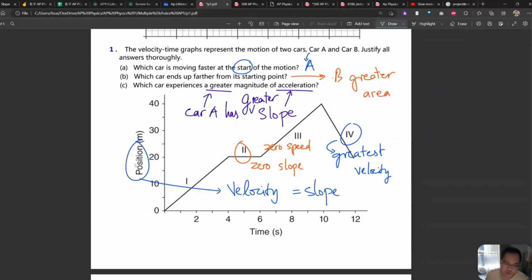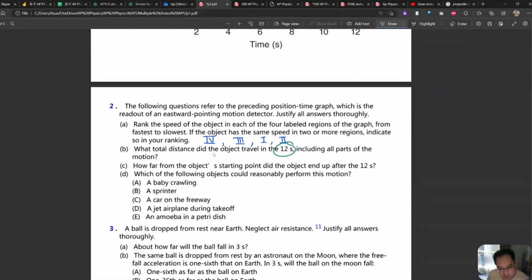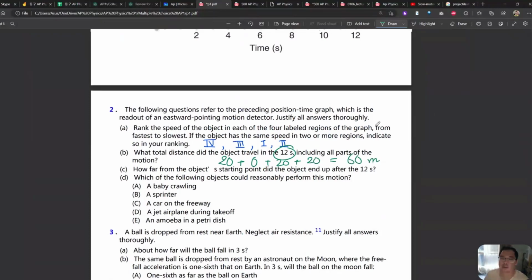The first part, the object traveled 20 meters, and the second part, it does not move. The third part, it moves from 20 to 40, added with 20 again. So that makes 40. And finally, the fourth part, 20 again. So the total is 60 meters. 12 seconds. 20 meters for the first part, 0 meters second part, 20 meters third part, and 20 meters for the final part. That totals 60 meters.